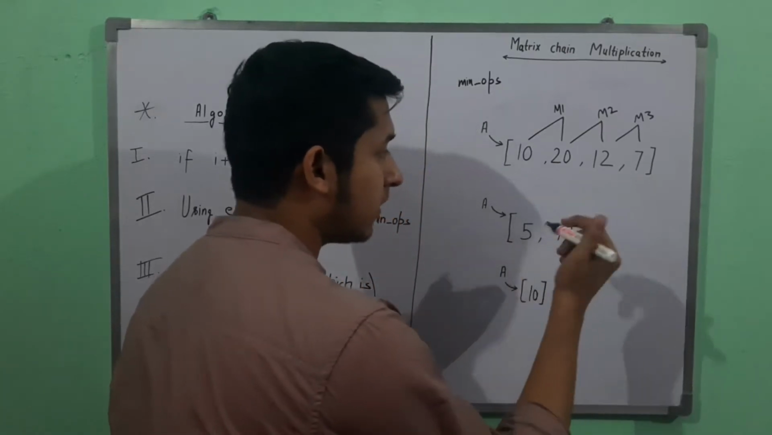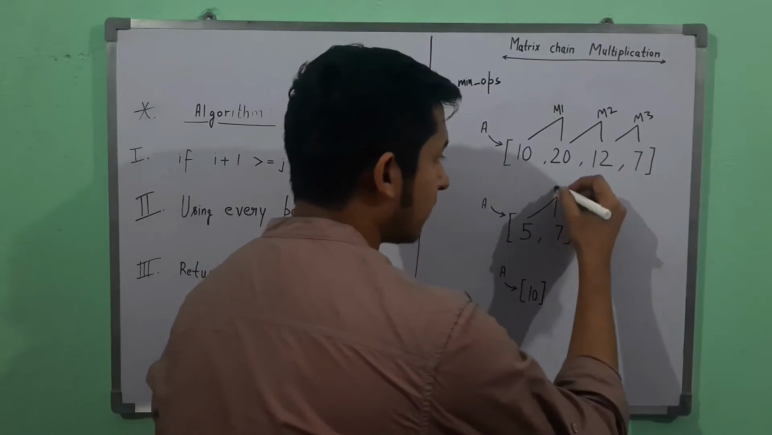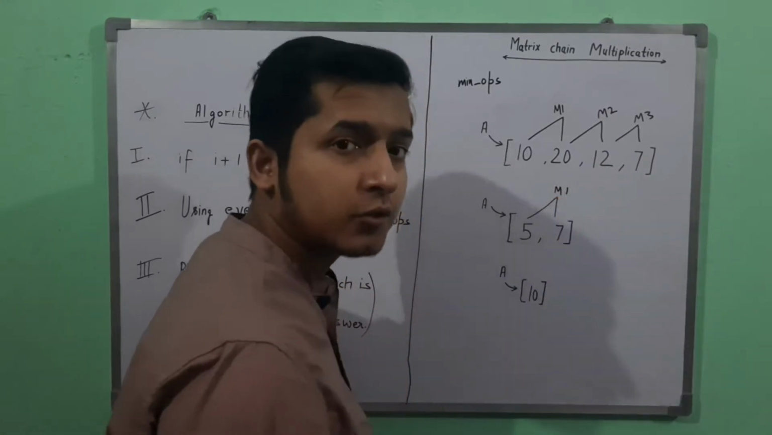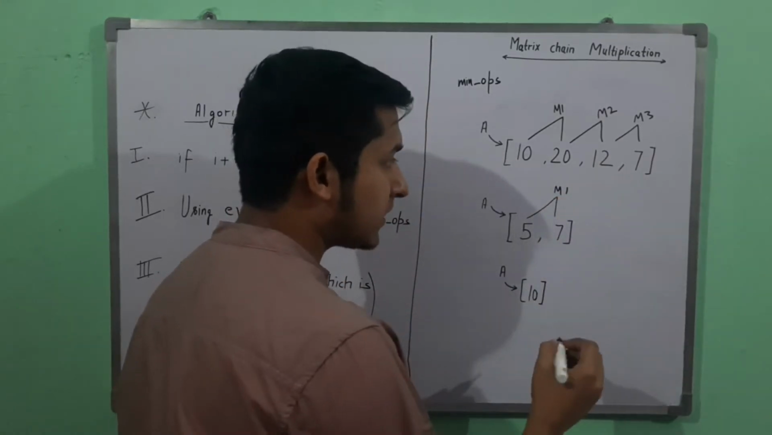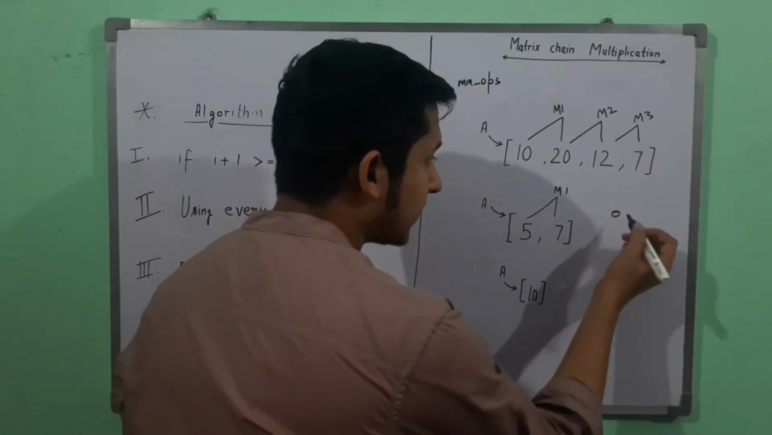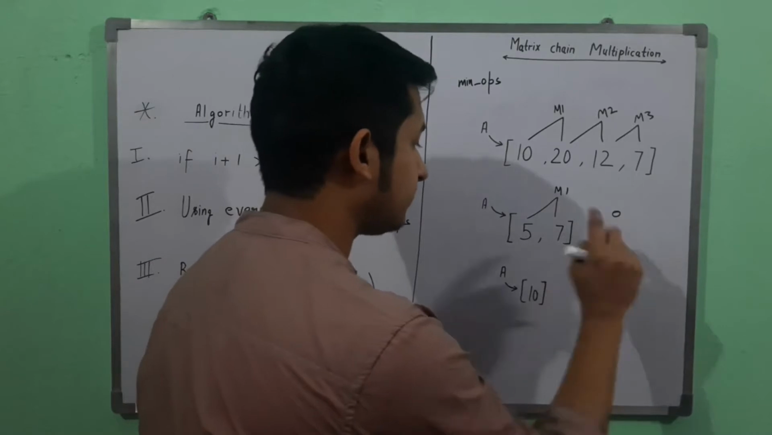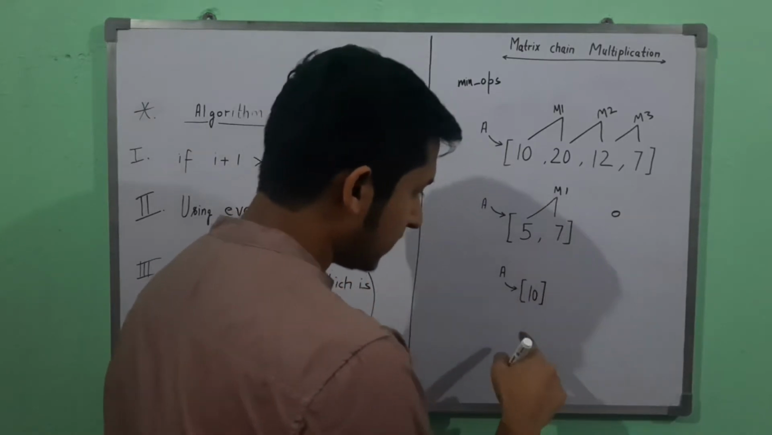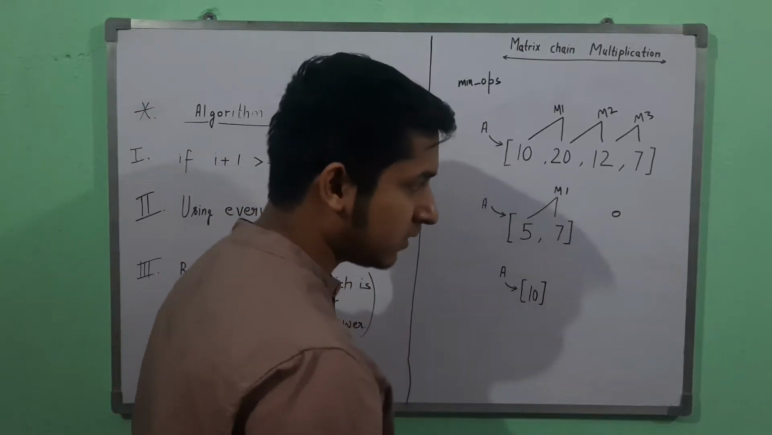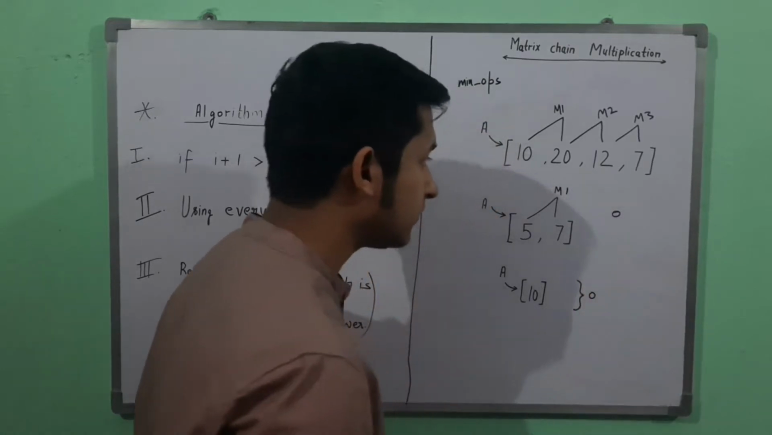So in this case, we understand that this array is showing just one matrix. So for this, the number of operations is 0. There is nothing minimum, nothing maximum. There is a single matrix, so we cannot multiply it, and so our answer is 0. And in this case, it's not even showing any matrix. So for this case also, I'll consider my answer to be 0.